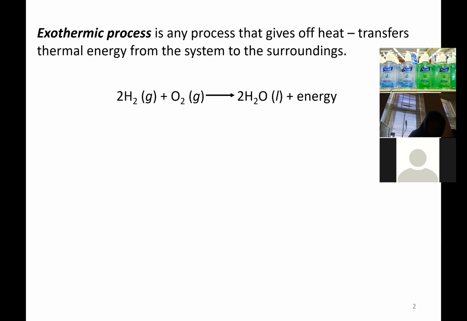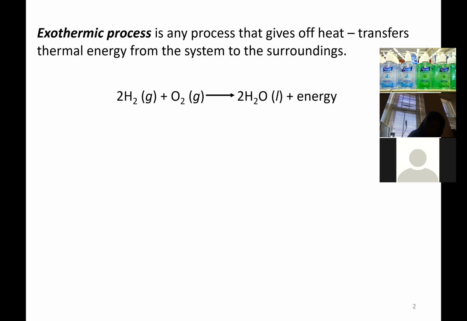A good example of that is a combustion. A combustion has a lot of internal energy when it reacts, but when it finally finishes reacting, it releases an exorbitant amount of energy to the surroundings. That is considered an exothermic process.